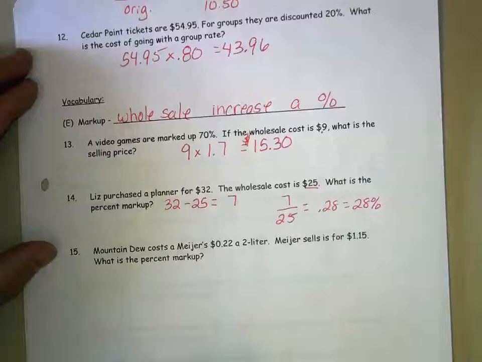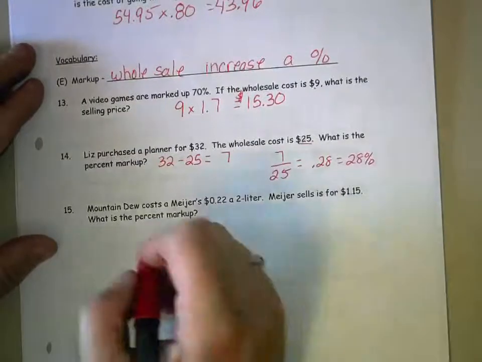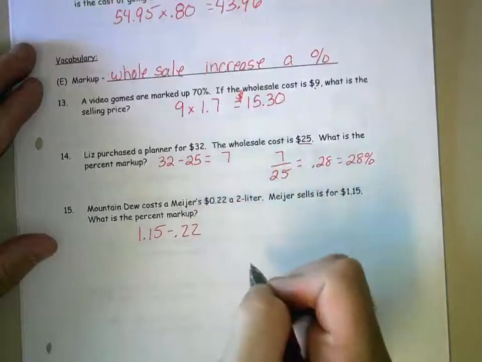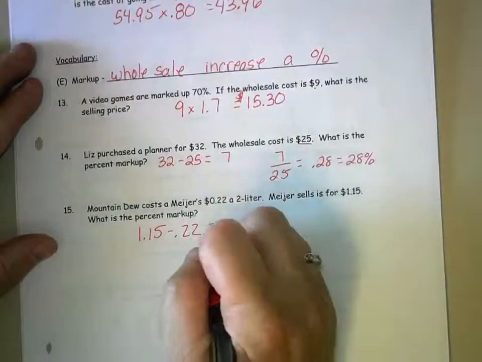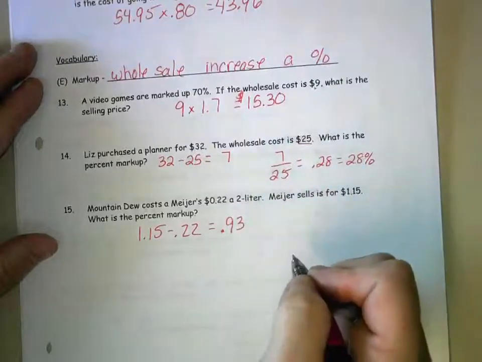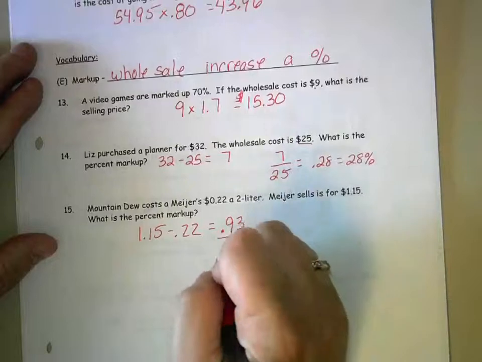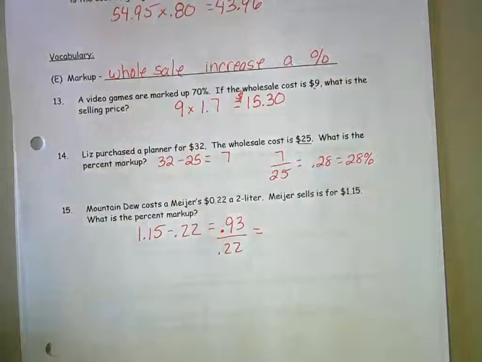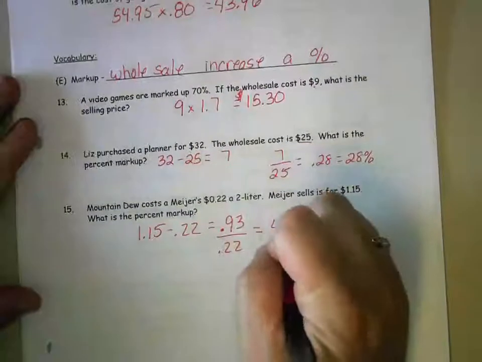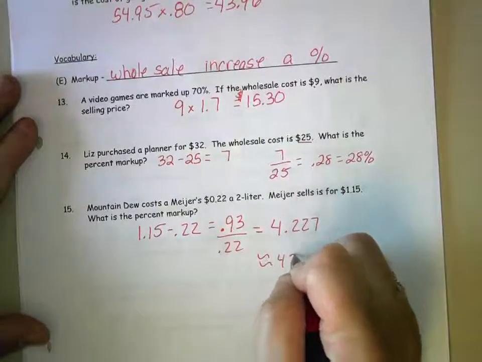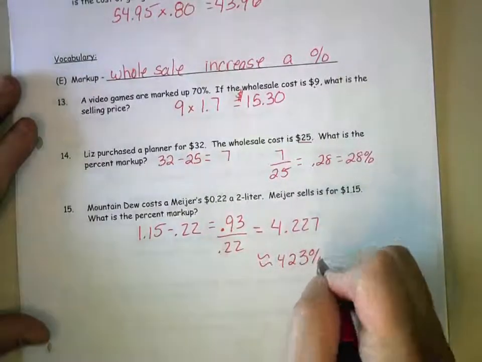Number 15, Mountain Dew costs Meijer 22 cents for a 2-liter. Meijer sells it for $1.15. So if we do $1.15 subtract 22 cents, that is a 93-cent markup. If you divide that by the original amount, 0.93 divided by 0.22, you get 4.227. So that is a 423% markup.